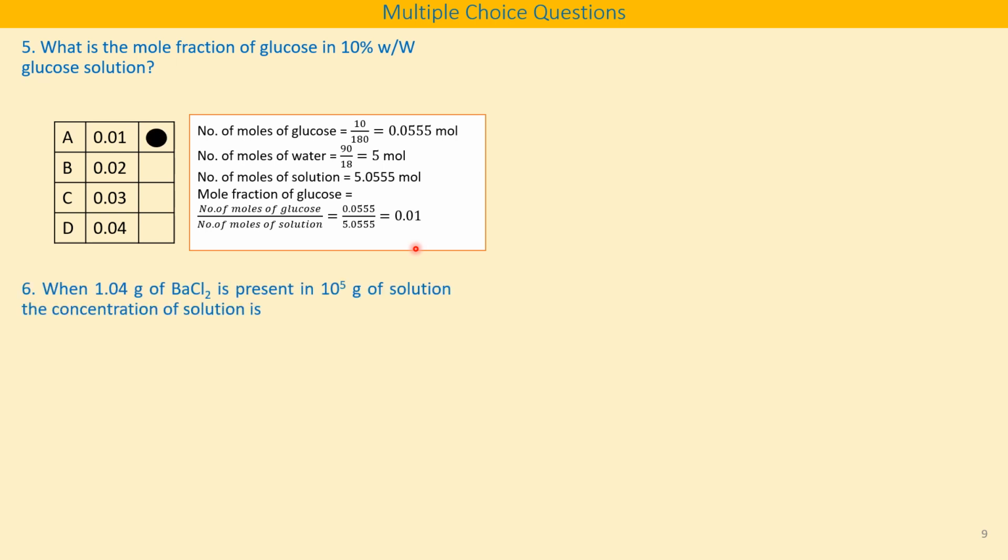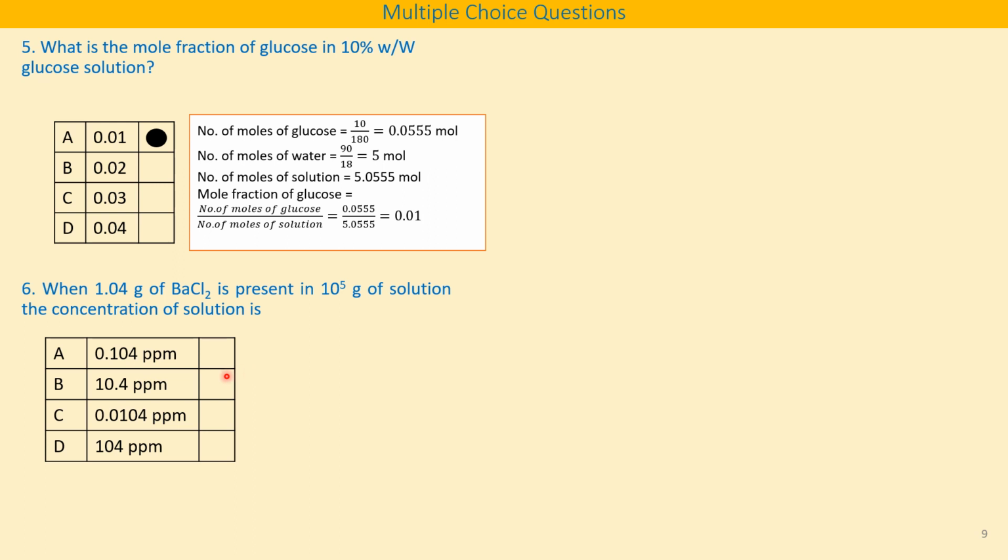Next question. When 1.04 grams of BaCl2 is present in 10 to the power of 5 grams of solution, the concentration of solution is. Four options are available on your screen in parts per million. So let us analyze and mark the correct answer. Therefore, concentration of solution is 1.04 divided by 10 to the power of 5 grams into 10 to the power of 6. This 10 to the power of 6 is for calculating parts per million. That comes to 10.4 parts per million. So option B is the correct choice.